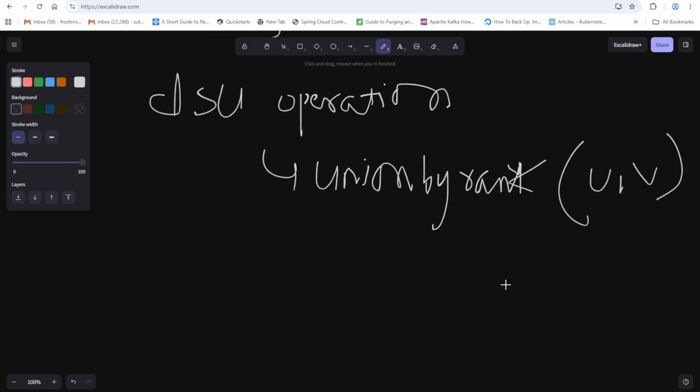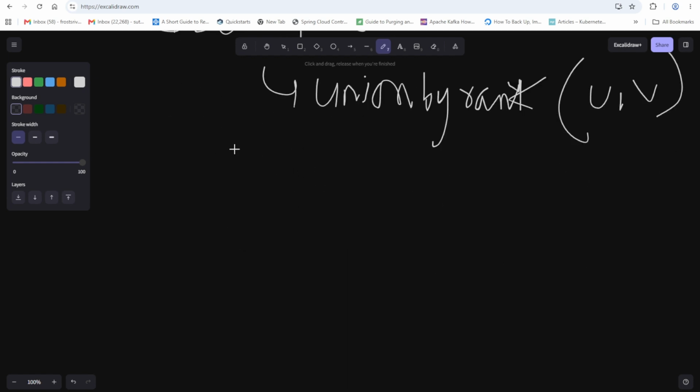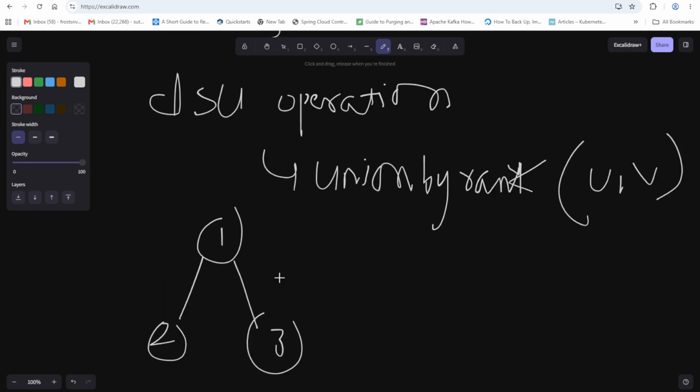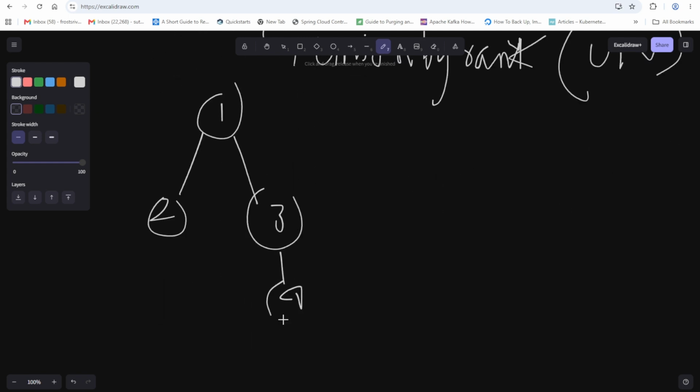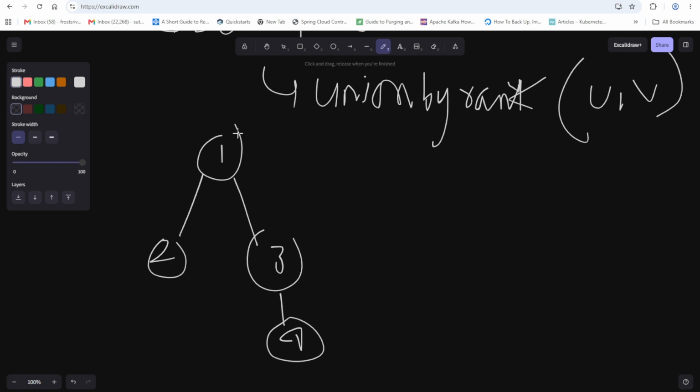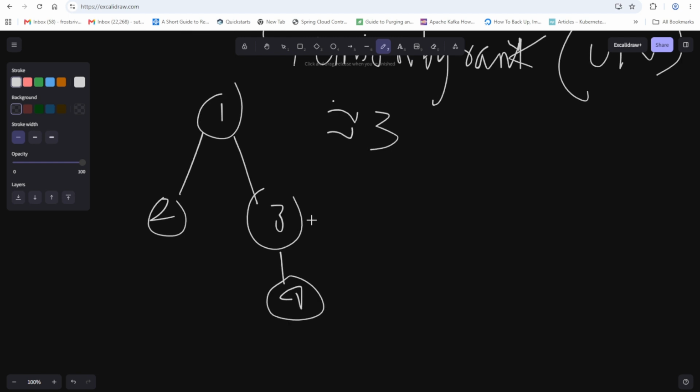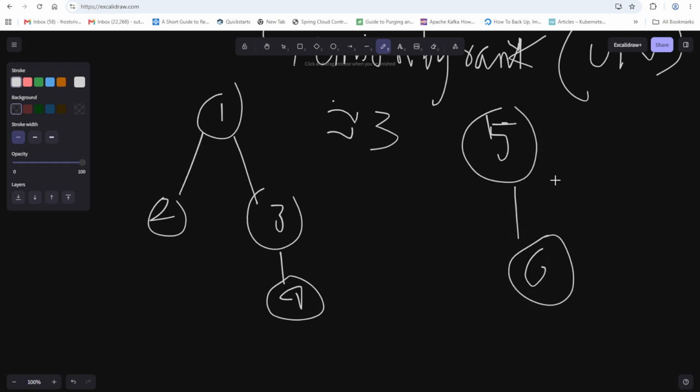Union by rank simply means, let's suppose we have 2 trees here. I will give you a small example. 1, 2, and here is 3 and 4. This is 1 tree. So the rank of this graph is approximately 3, I mean the approximate height. And we have another graph here, suppose 5 attached to 6.